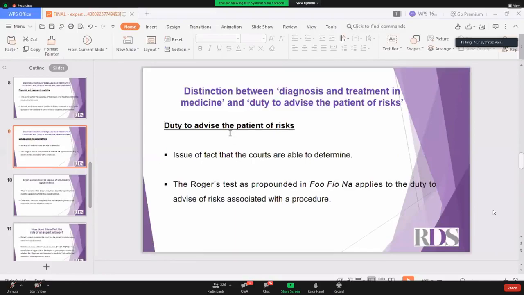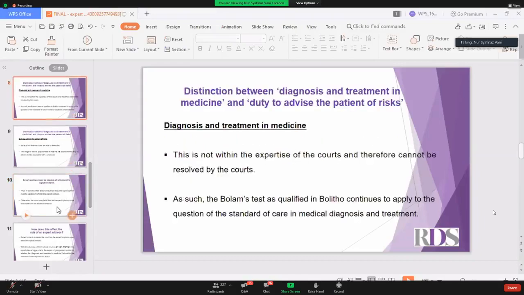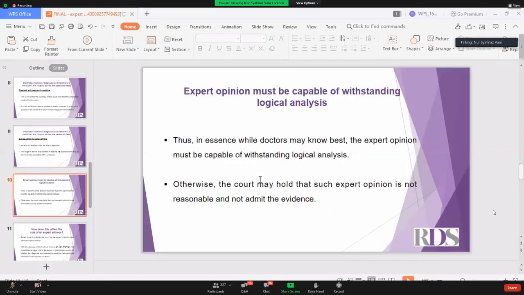With regard to the duty to advise patient of risk, this is an issue of fact, according to the Federal Court, that the courts are able to determine. Thus, we're going towards Rogers' test, where the court decides. Right? So basically, when we are looking at the diagnosis and treatment in medicine, I would say that the reliance on expert opinion is more than where we are talking about duty to advise the risk. Reliance is there, but the weight is more for the first category.